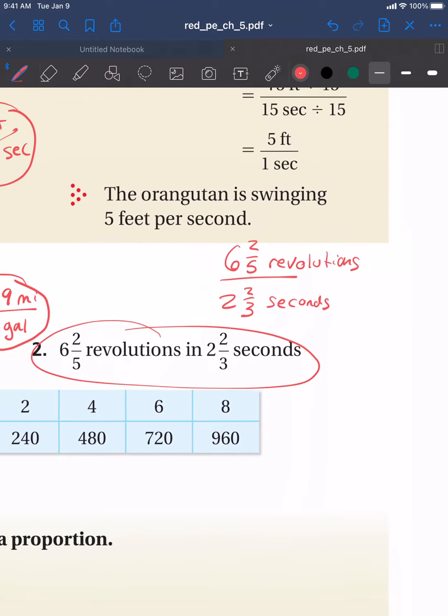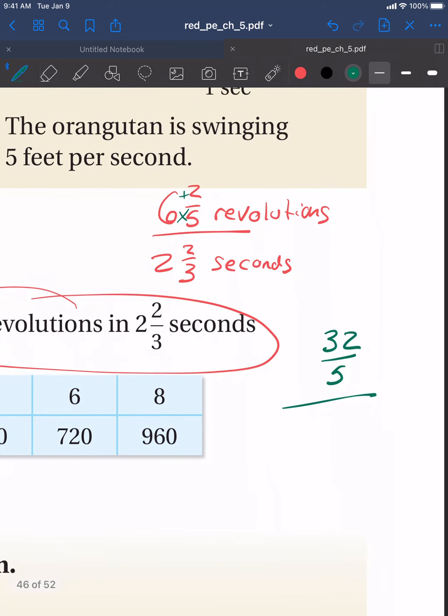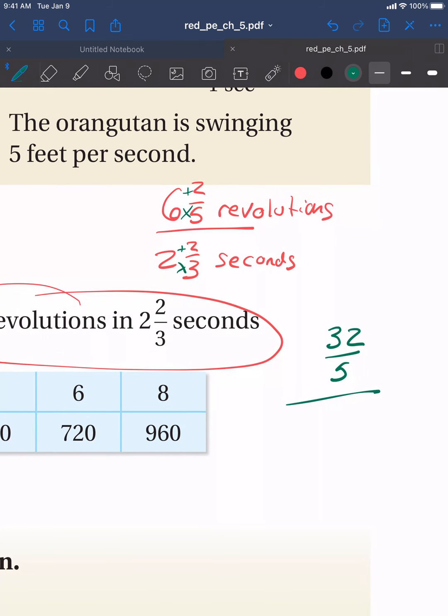Now, I want you to find the unit rate. When you're finding a unit rate, you just straight down divide. Now, Grace is right. We can't divide mixed numbers, can we? We have to change them into improper. How do I change 6 2/5 into improper? 6 times 5 plus 2 is 32. So it would be 32 fifths. Plus this guy? 8 thirds. Okay, so now I'm at 32 fifths revolutions per 8 thirds seconds.